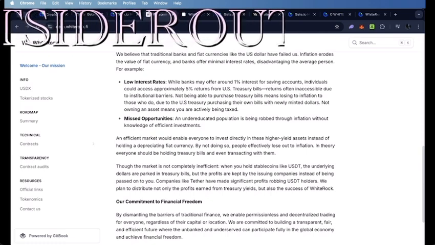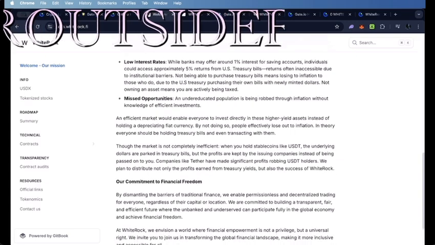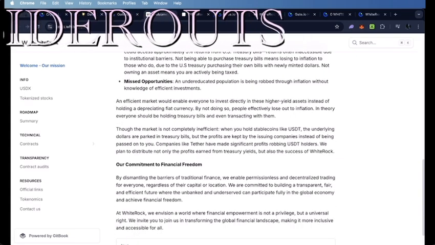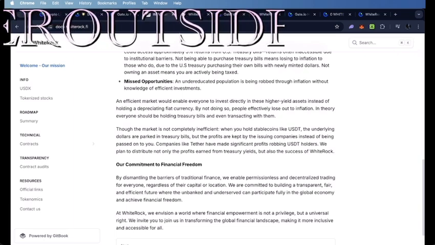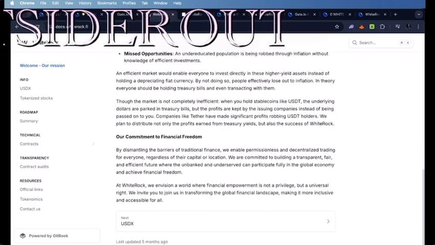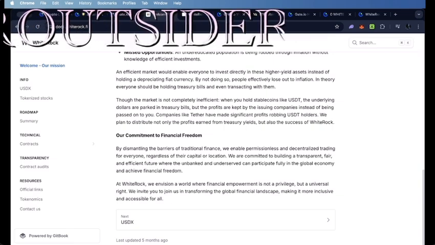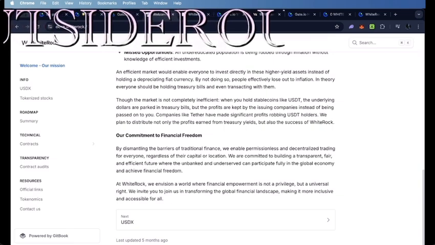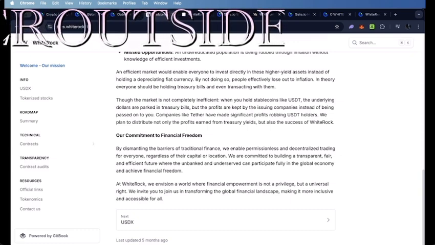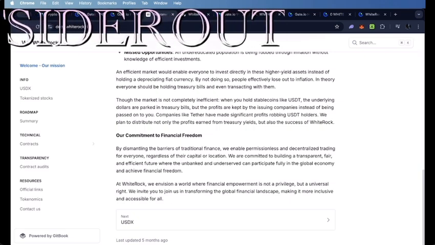Missed opportunities: an under-educated population is being robbed through inflation without the knowledge of efficient investments. An efficient market would enable everyone to invest directly in higher yield assets instead of holding a depreciating fiat currency. By not doing so, people effectively lose out to inflation. In theory, everyone should be holding treasury bills and even transacting with them. Though the market is not completely inefficient, when you hold stablecoins like USDT, the underlying dollars are packed in treasury bills, but the profits are kept by issuing companies instead of being passed on to you.